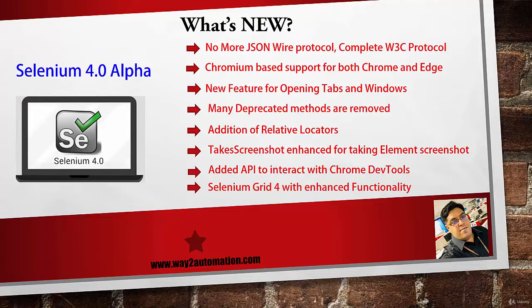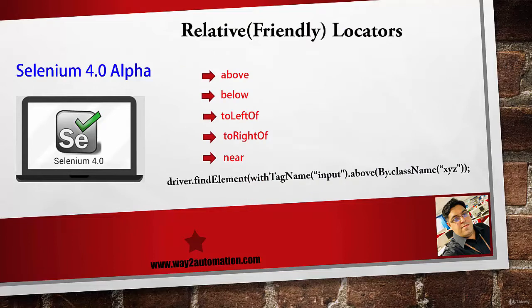And many deprecated methods are removed from the API. Proper documentation has been done based on W3C standards. And the next thing, which is very important, is the addition of relative locators. Initially they were named friendly locators, and now they have been renamed to relative locators.